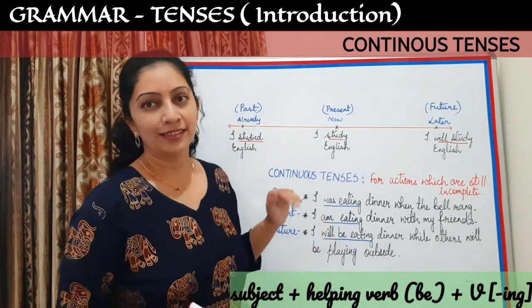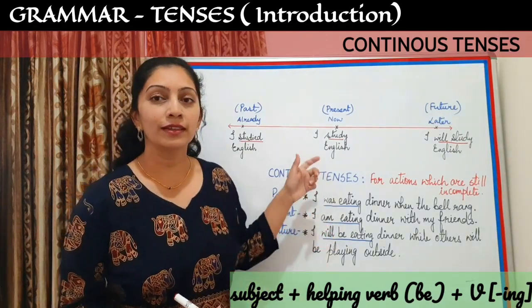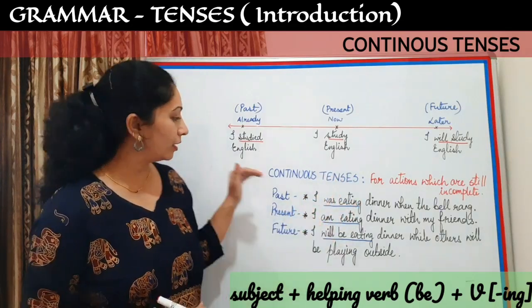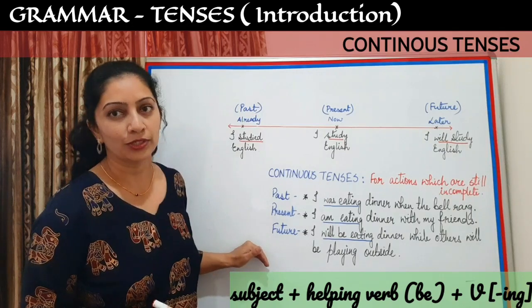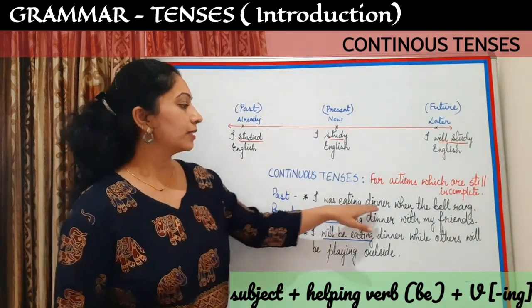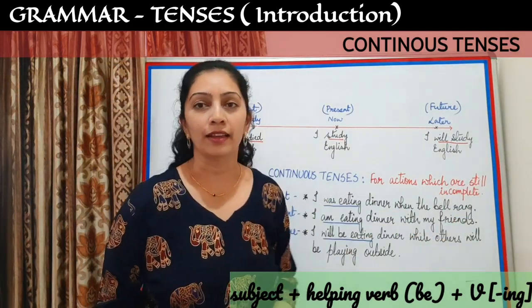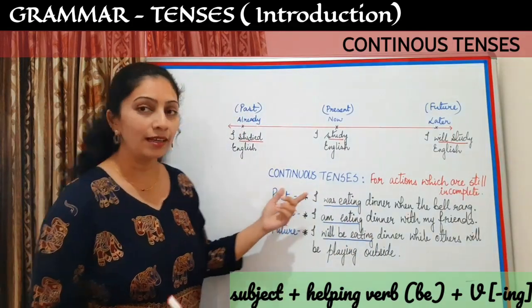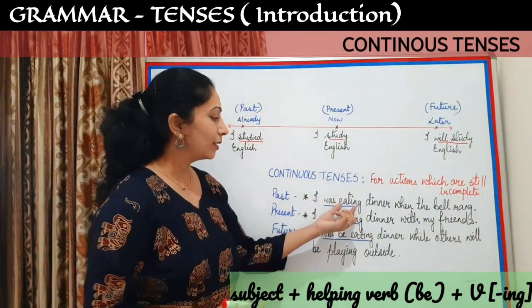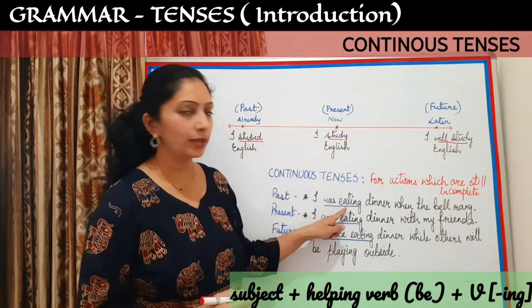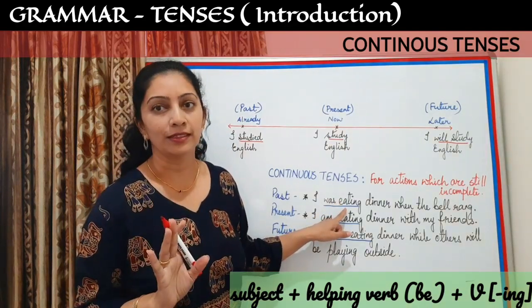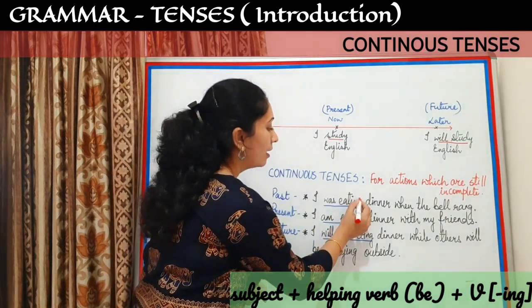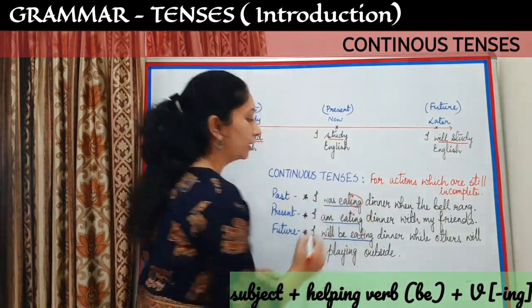Let's look at these sentences and we'll know that continuous tenses can be formed in all three of them: past, present and future. I was eating dinner when the bell rang. Let's look at the verb first and how it has changed. Now see, the main form of the verb is eat. But whenever we are talking about any continuous tense, we will always add ing to it.